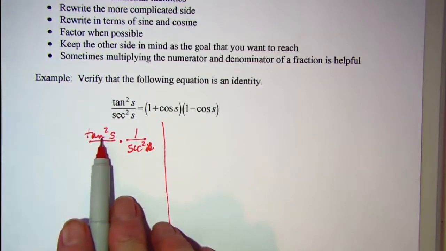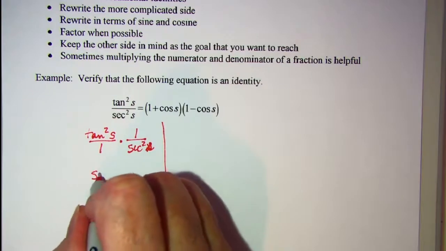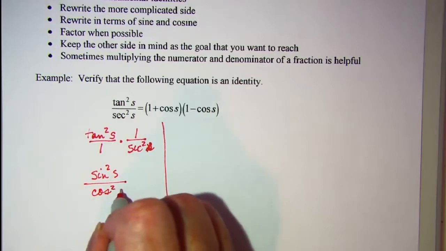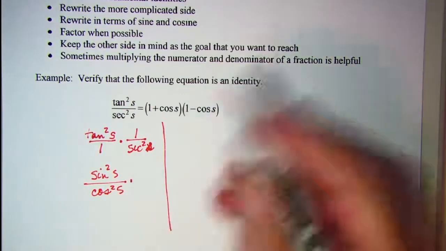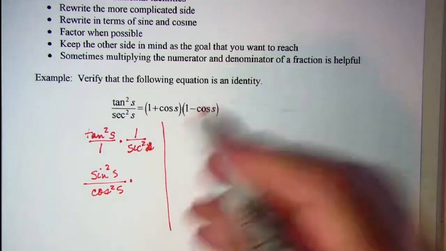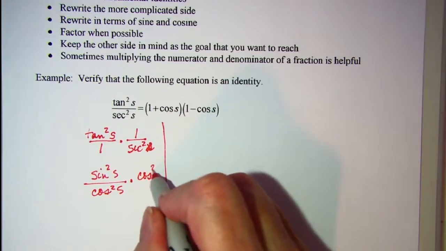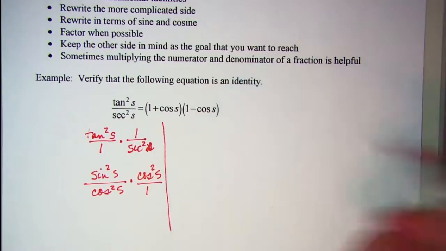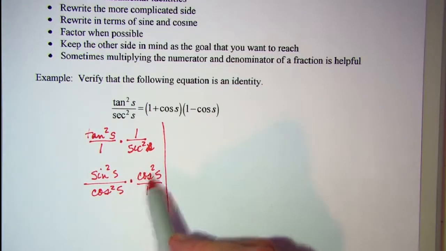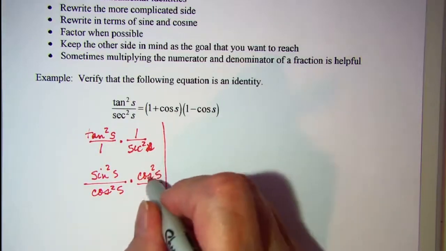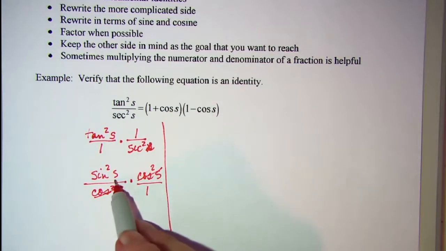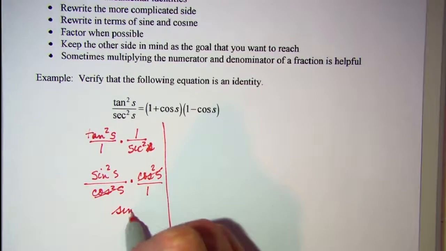Now, tangent squared can be written as sine squared over cosine squared. 1 over secant squared is the same as cosine squared. And we can see that we have a factor in the numerator and a factor in the denominator that are the same. So we can cancel those. That's equal to 1. And so I have sine squared s.